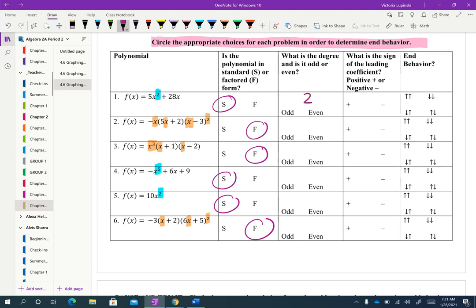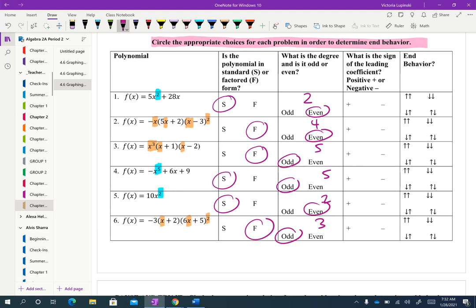Number 2, add them all up. 1, 2, count the squared as 2, is a total of 4. In number 3, 3 plus 1 is a total of 5. Largest exponent for 4, largest exponent for 5, and then add up the x and the x squared for a total of 3. 2 is even, 4 is even, 5 is odd, 5 is odd, 2 is even, and 3 is odd.